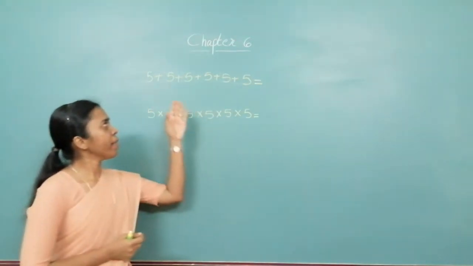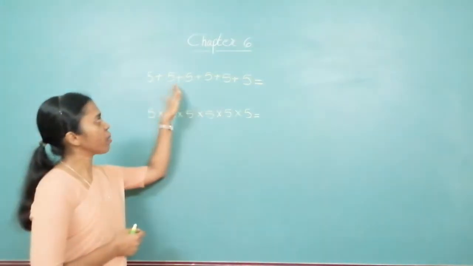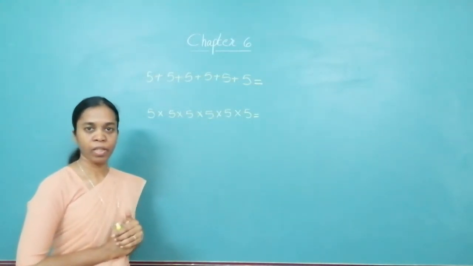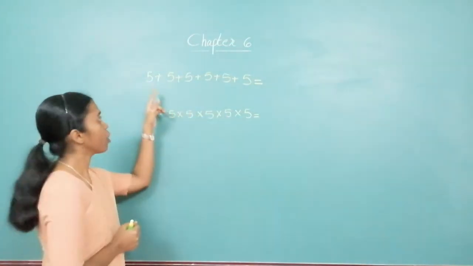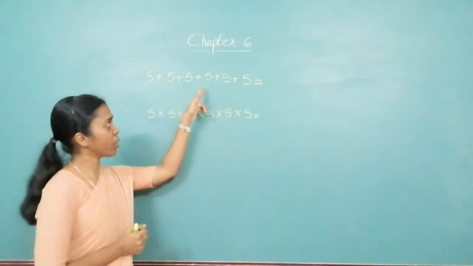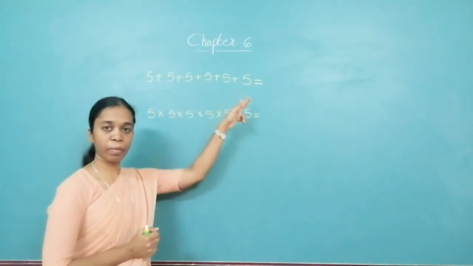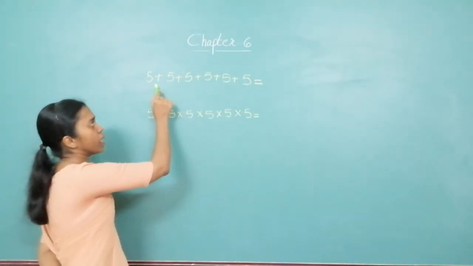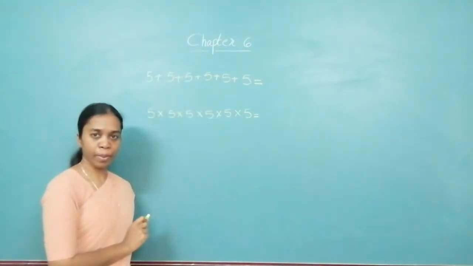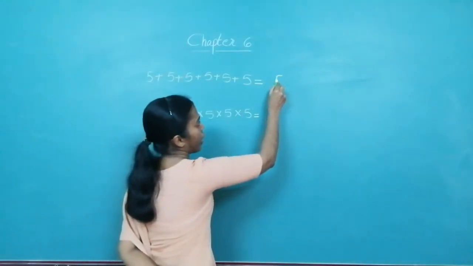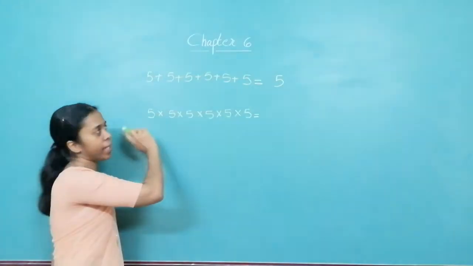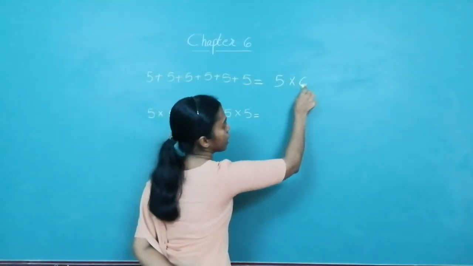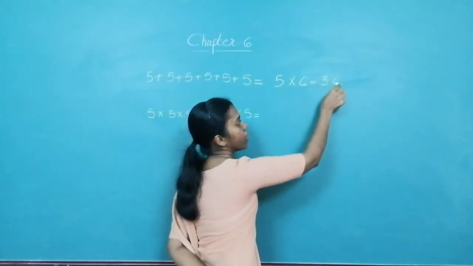Now, I have written on the board 5 plus 5 plus 5 plus 5 plus 5 plus 5. All of us know how to add it. We add it like 5 plus 5 is 10, plus 5 is 15, plus 5 is 20, plus 5 is 25, plus 5 is 30. We have also learned that since the number that we are adding is the same number, that is 5, we write it as 5, and how many times is it added? 1 2 3 4 5 6. So if we multiply the number 6 times, that is what we are getting, 30.